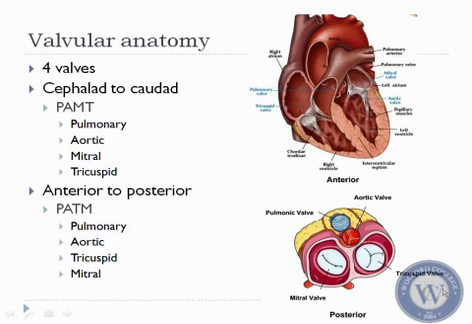The anterior to posterior, which means chest, front to back, okay, is PAT-M-E. The way you remember it is pat your chest. Okay, pat me. Okay? So it's pulmonic, front, aortic, okay, tricuspid, and mitral. Now, why do I make you memorize it? Well, because clinically it does matter.